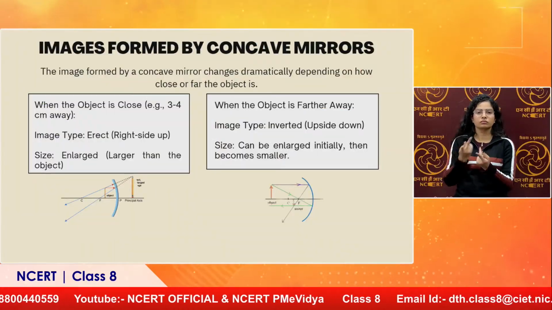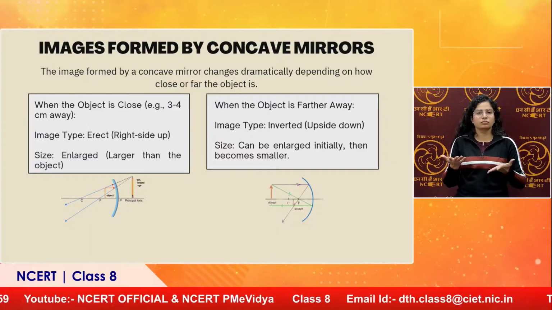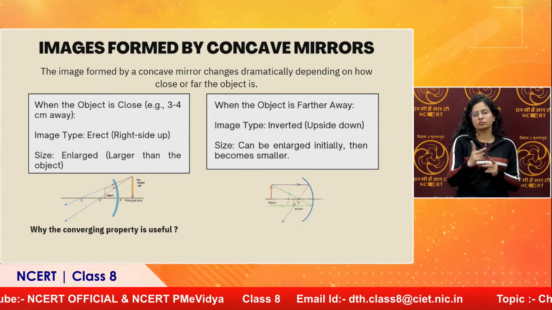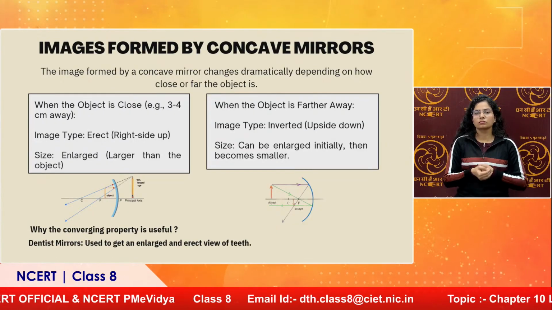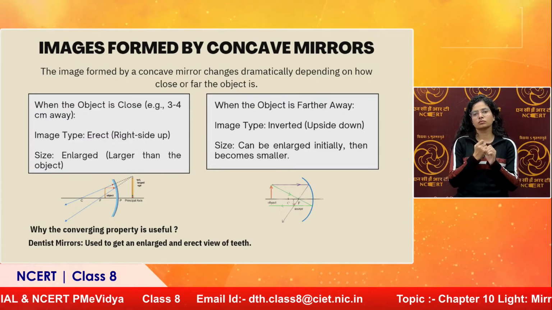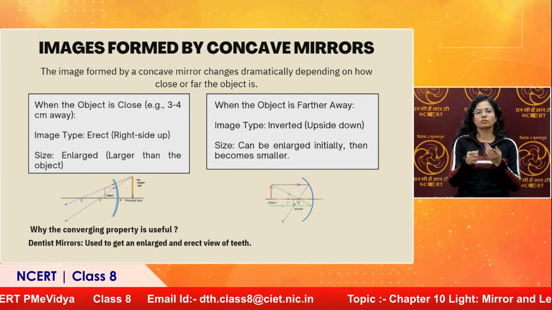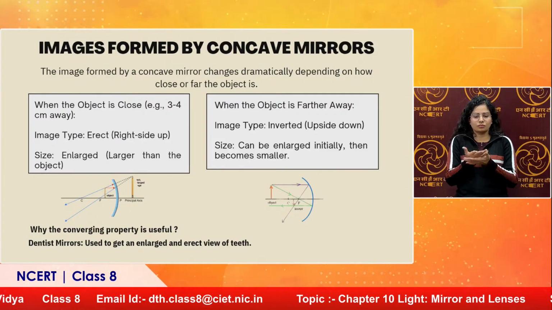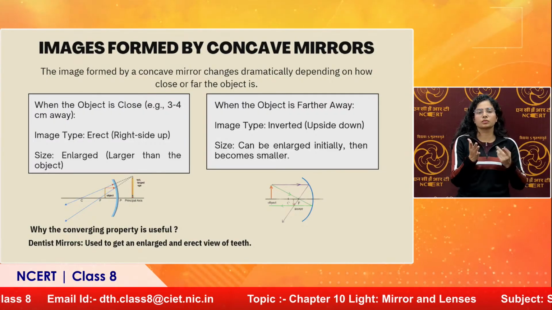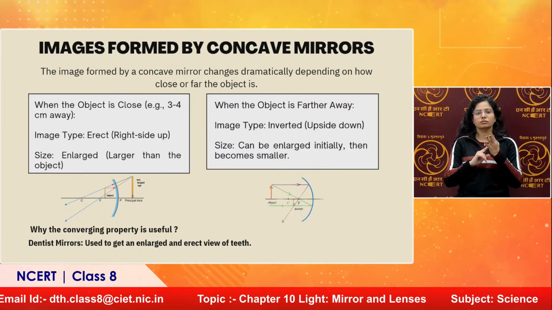So when we keep the object at different positions, starting from infinity to the last, wherein the object is placed near to the mirror, we'll find different positions and different sizes of the image. And like I told you, because of their converging property, they are used by dentists to see the enlarged image of our teeth.